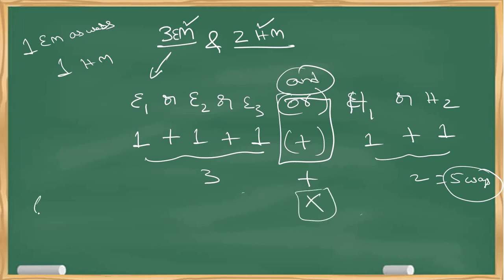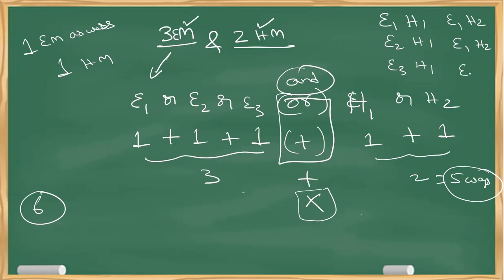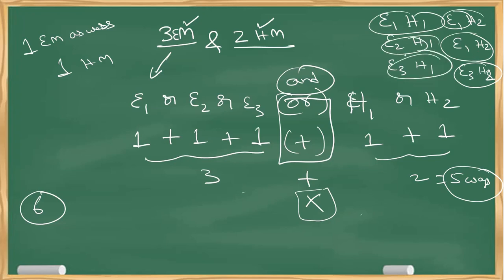So 3 twos are, I have six ways of watching this. And what are those six ways? I can watch English movie 1 with Hindi movie 1, English movie 2 with Hindi movie 1, English movie 3 with Hindi movie 1. Or I can watch English movie 1 with Hindi movie 2, English movie 2 with Hindi movie 2, English movie 3 plus Hindi movie 2.